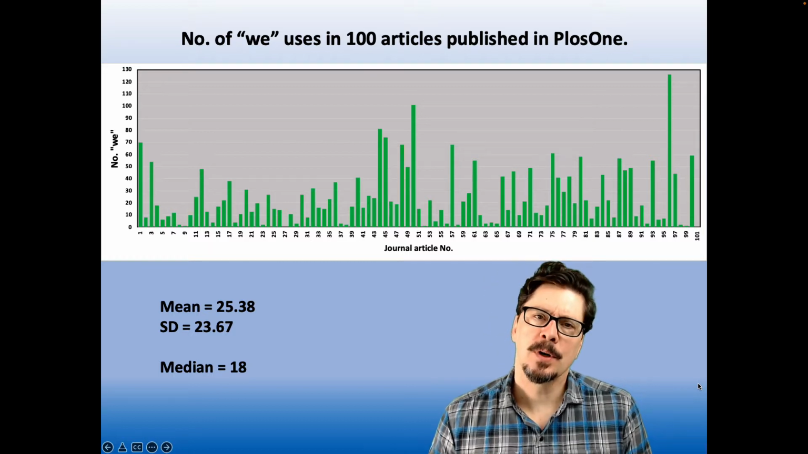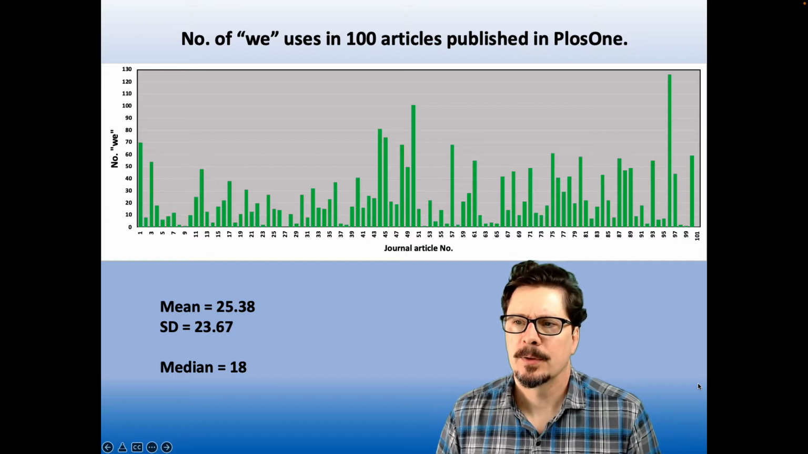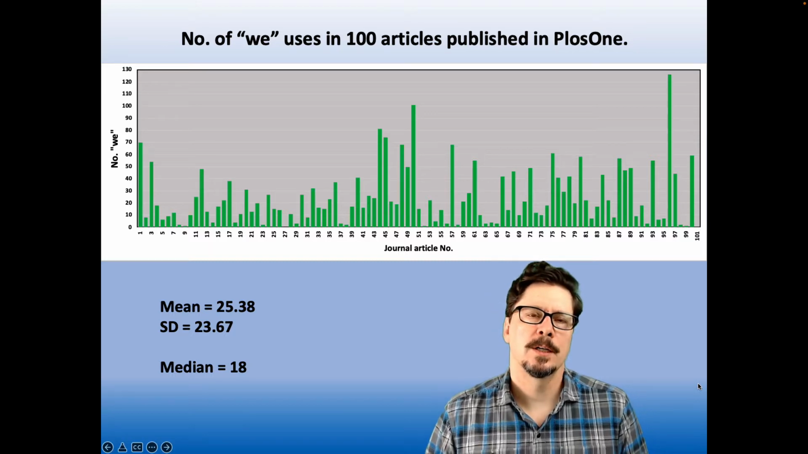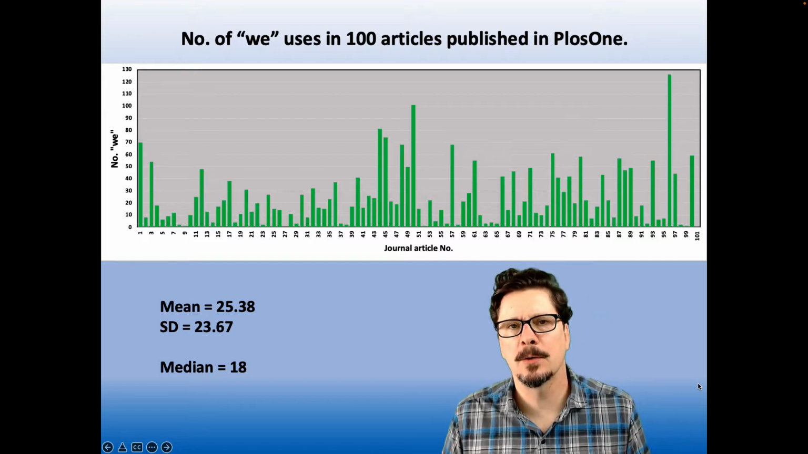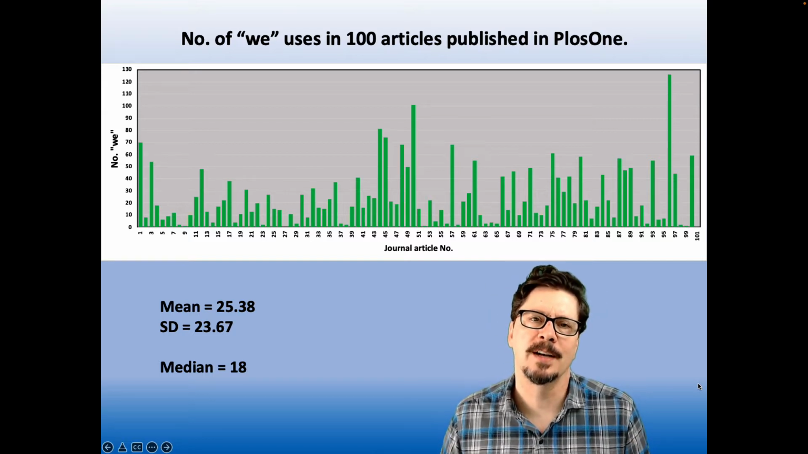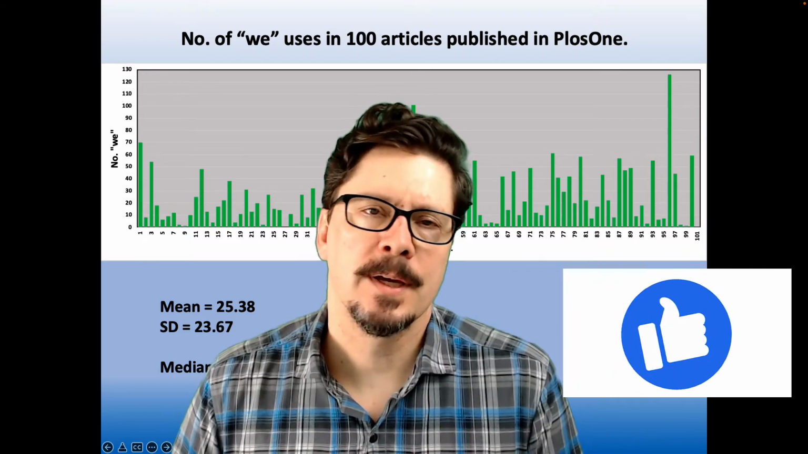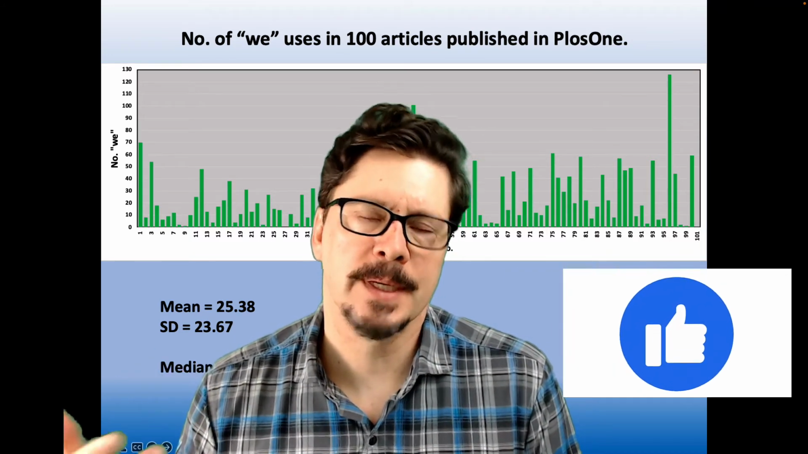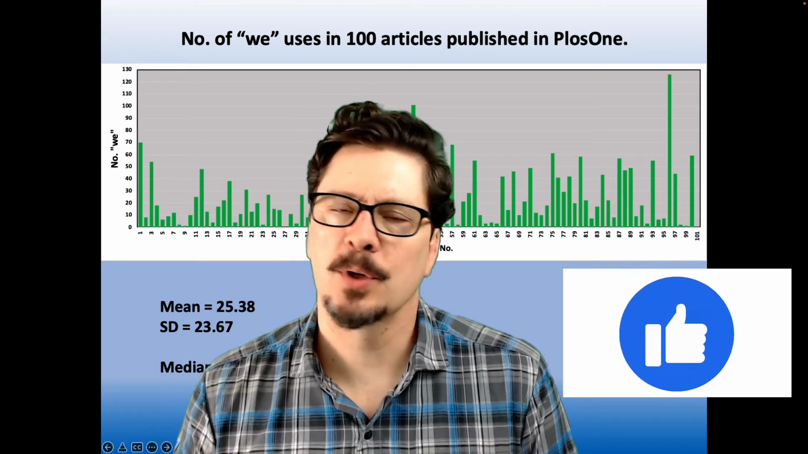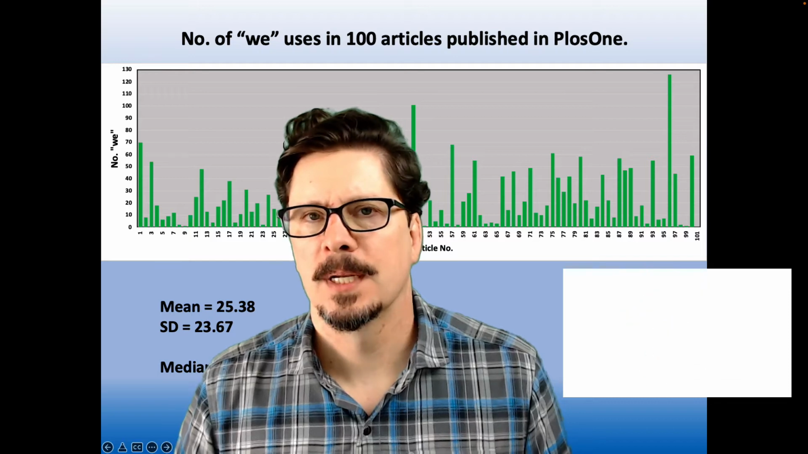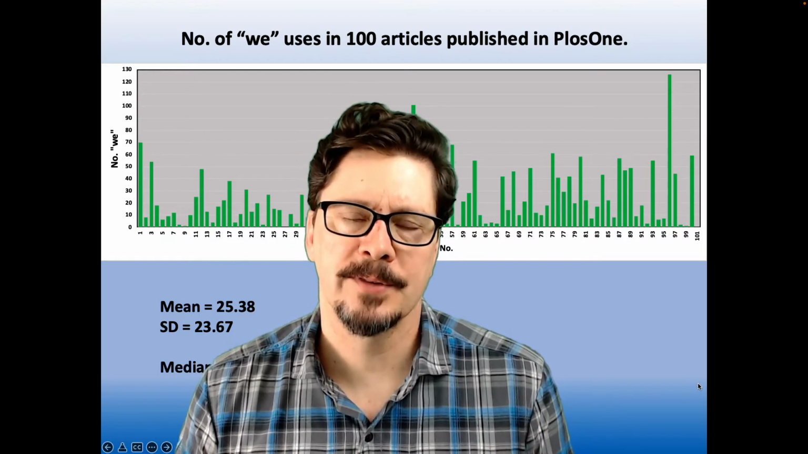So this was more than I expected. I didn't expect to see that many we's, and there were quite a few that were over 100, and I was a little bit shocked when I saw that. I was expecting a lower number of we's, something like 5 to 10, but in fact the median number was 18. So I thought maybe this is just PLOS One because it's a multidisciplinary journal and I'm counting some social sciences and some psychology and other sciences outside of the life sciences.